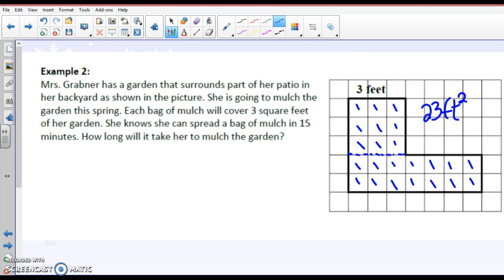All right, so let's figure out how many bags of mulch we need. Okay, so each bag covers 3 square feet. So what do I need to do to find out how many bags I need? When you do 23 divided by 3, you get 7.6 repeating. So how many bags do I need to buy?